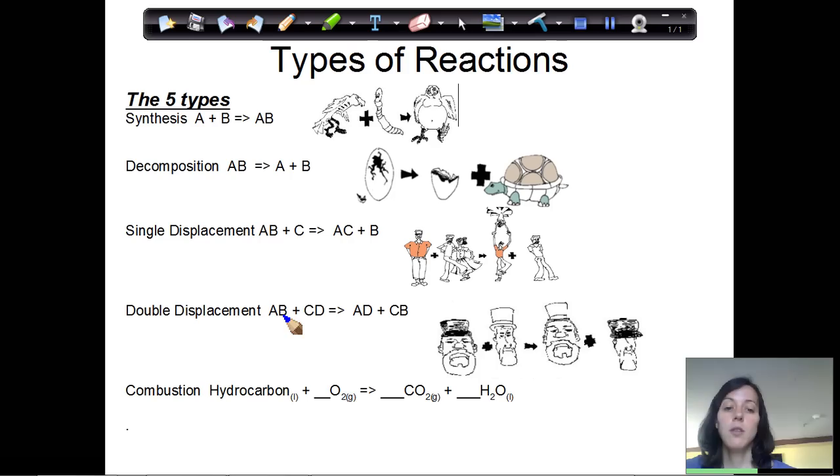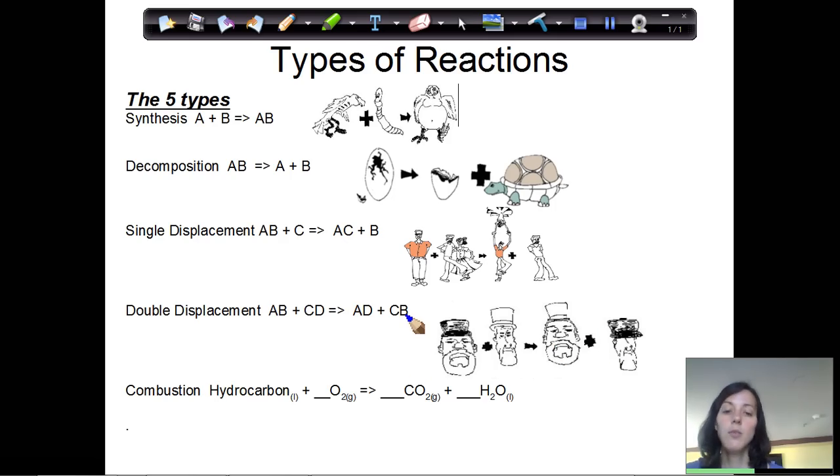Double displacement, we have a compound with a compound reacting together, and afterwards they've both switched partners. So A was with B, and after the reaction was over, A is with D. C was with D, and now C is with B. So with our picture graphics, we have 2 gentlemen, and once we mix them together, they switch hats.